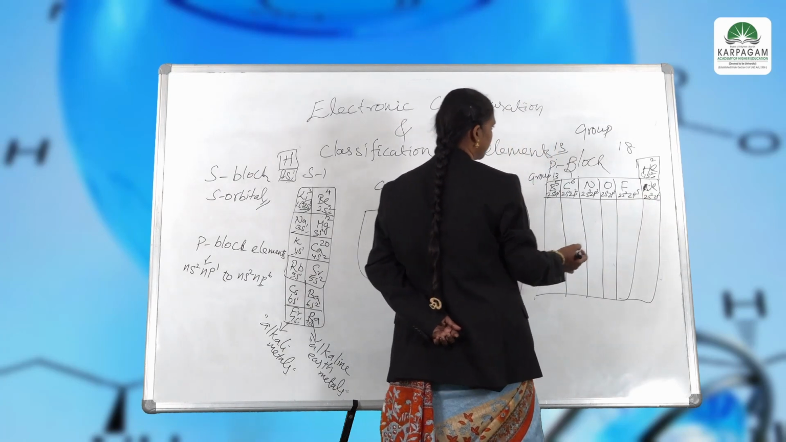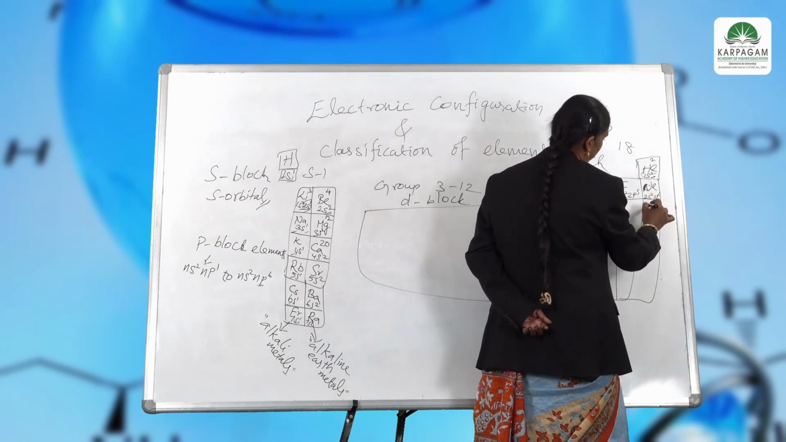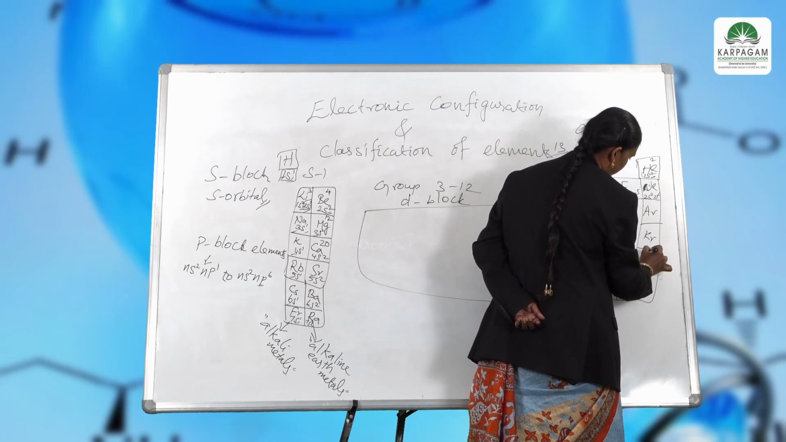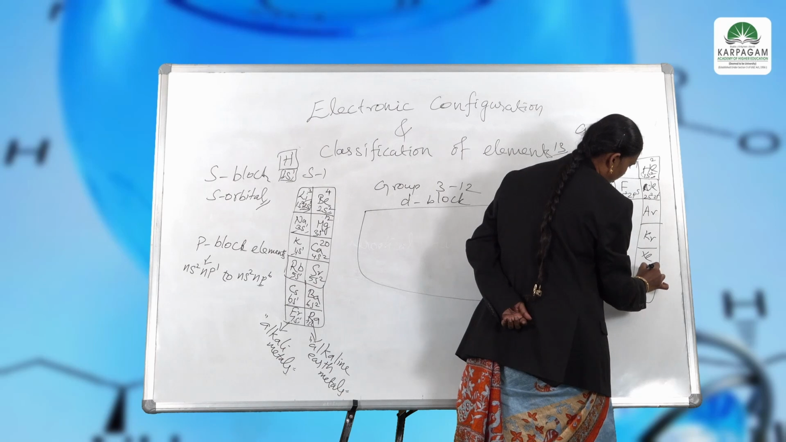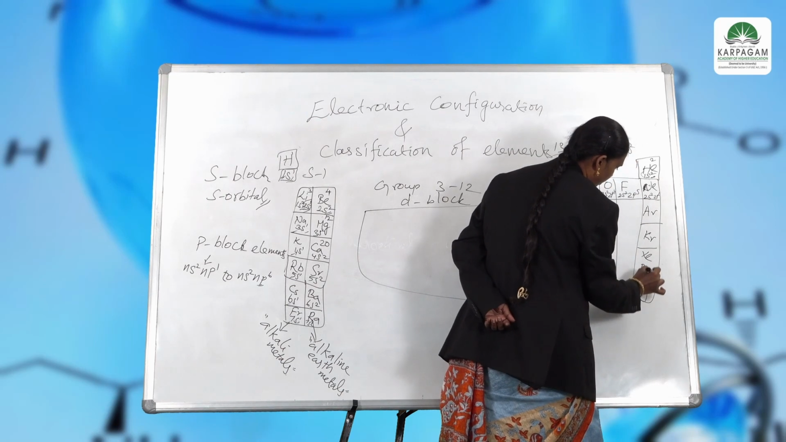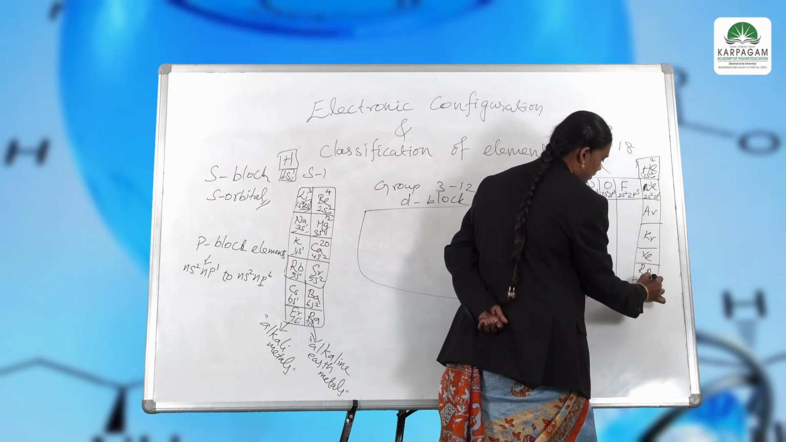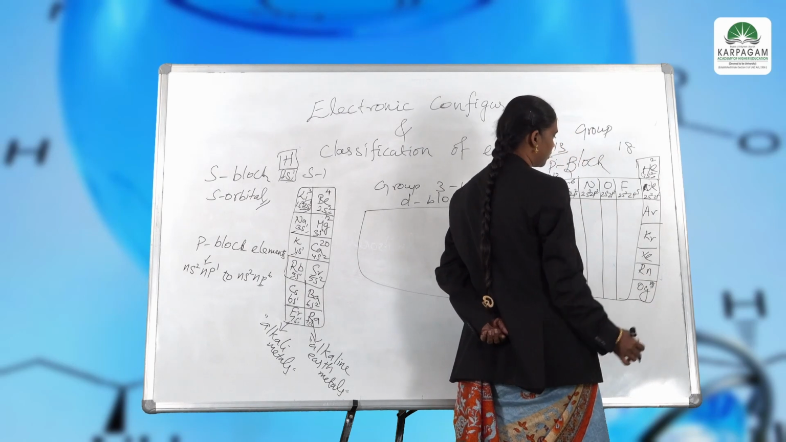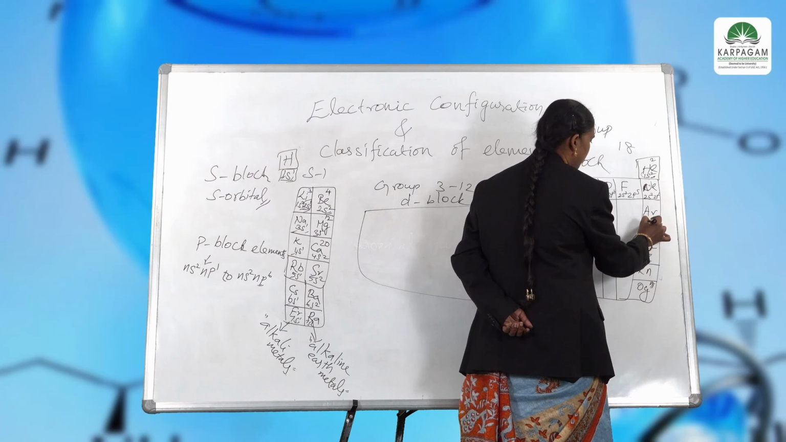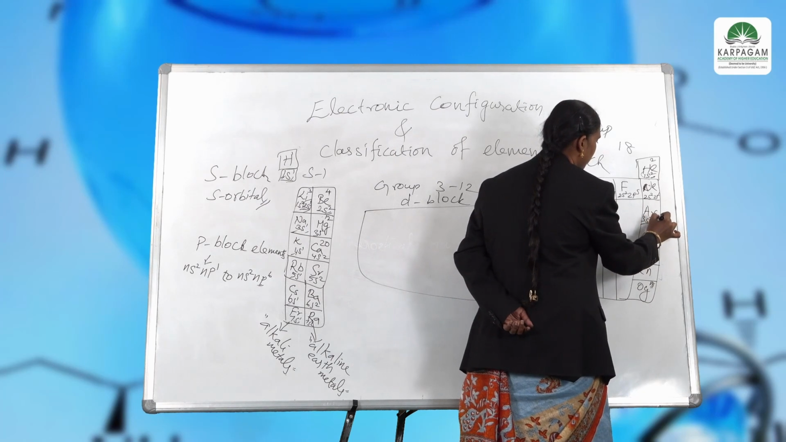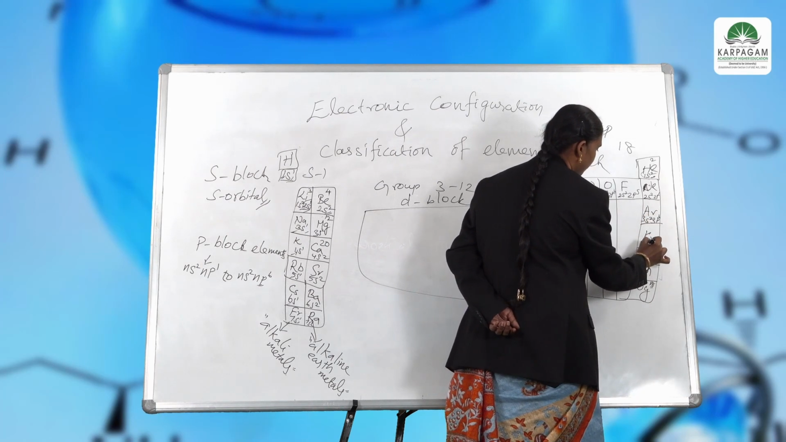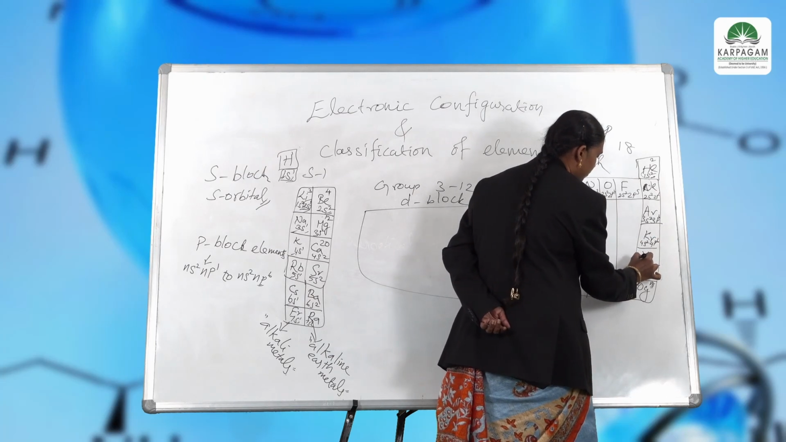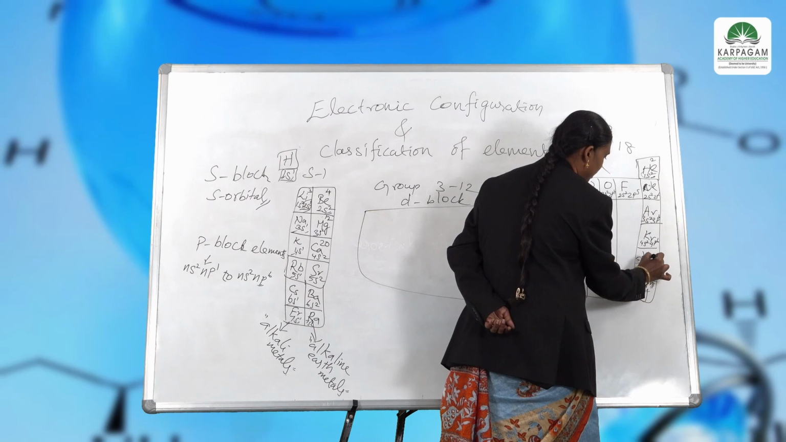Here are helium, neon, argon, krypton, xenon, radon, and the last one, oganesson. This is the 118th element, named oganesson, and here all the electronic configurations are completely filled. The s block and p block orbitals are completely filled.